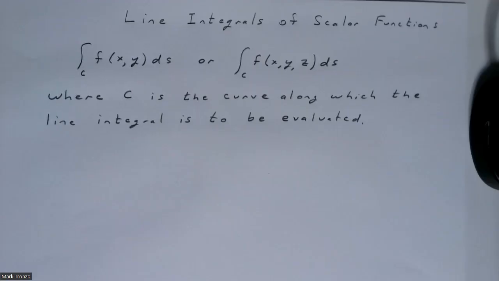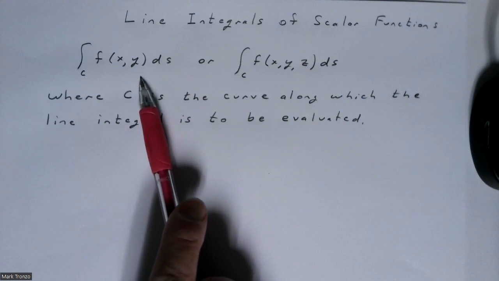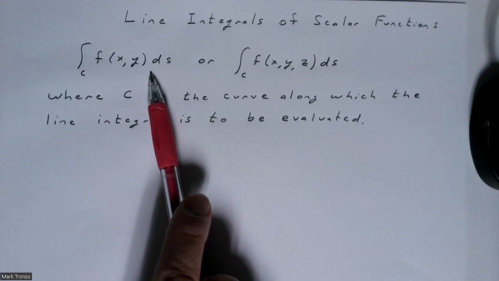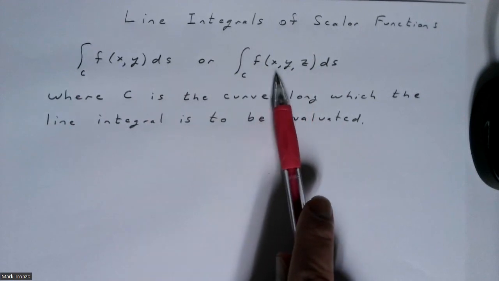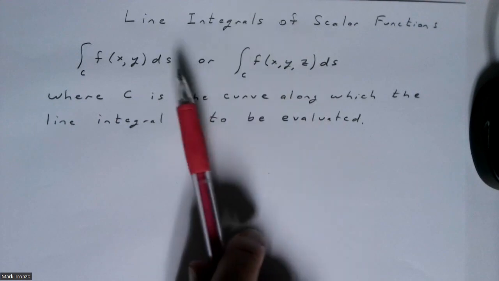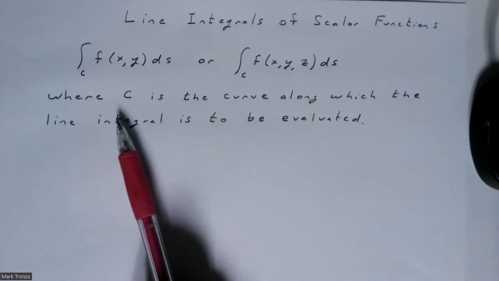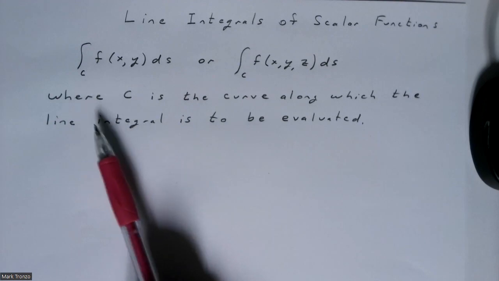In this video, we're going to talk about line integrals of scalar functions. And that will be the case where you have a line integral like this. In 2 dimensions, we have a function of x and y, or in 3 dimensions, we have a function of x, y, and z. And you have ds here at the end, and you're integrating over a curve C. This is the curve over which you want to do the line integral.